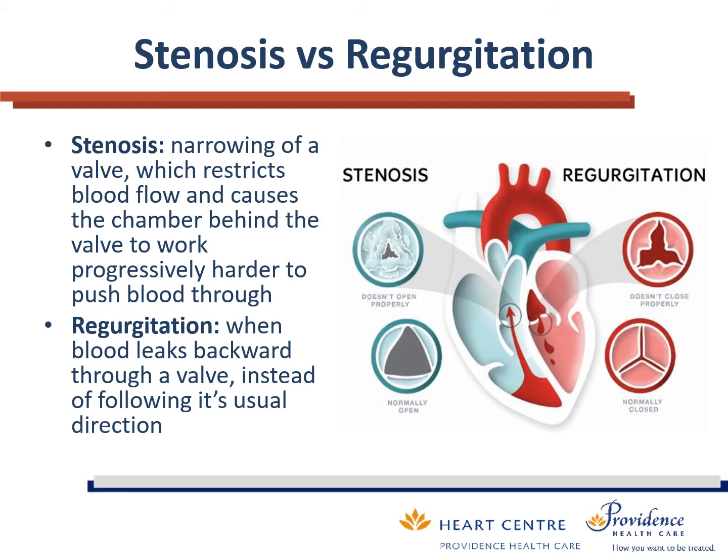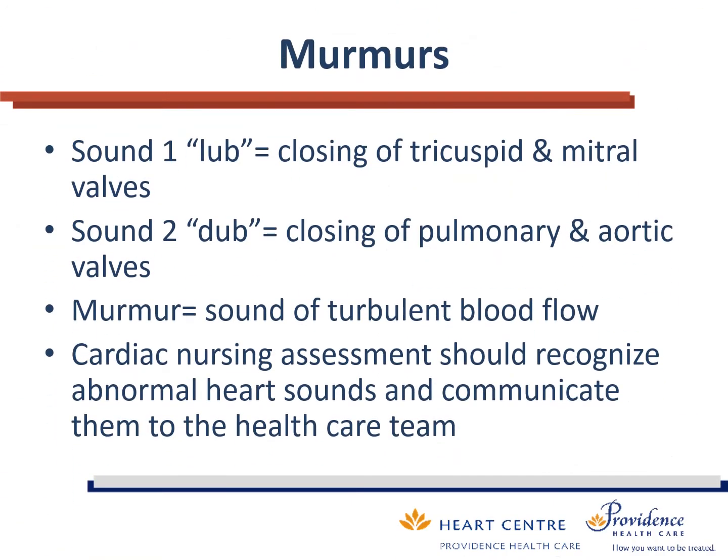Stenosis and regurgitation lead to problems with forward blood flow through the heart. Therefore, the signs and symptoms that might be present in heart valve disease are generally related to a disruption of normal blood flow. A common assessment finding might be a variation in heart sounds such as a murmur. If we recall, normal heart sounds follow the S1, S2 pattern, or lub-dub, where the S1 sound corresponds to the tricuspid and mitral valves closing, while S2 corresponds to the pulmonary and aortic valves closing.